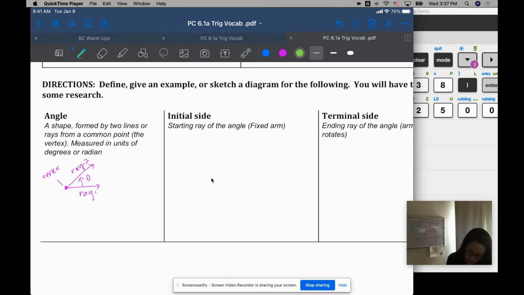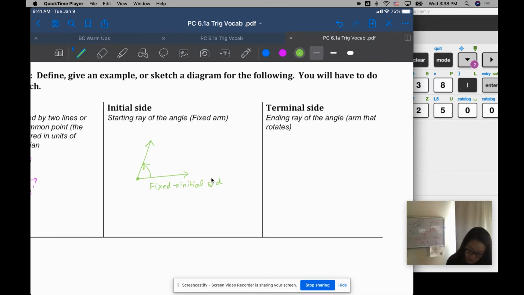Okay, the initial side is if one arm of your ray is fixed, so it doesn't move, and the other one swings open, then the fixed side is the initial side. So this one is the initial. The arm that rotates is your terminal side, the ending arm.